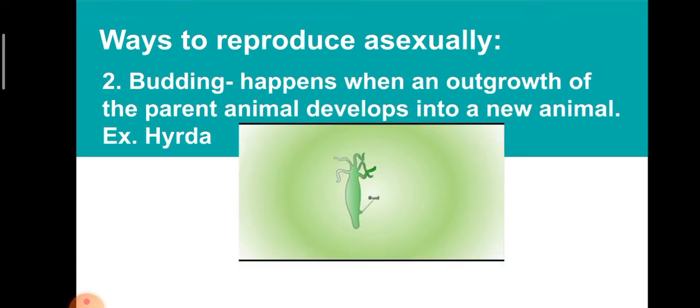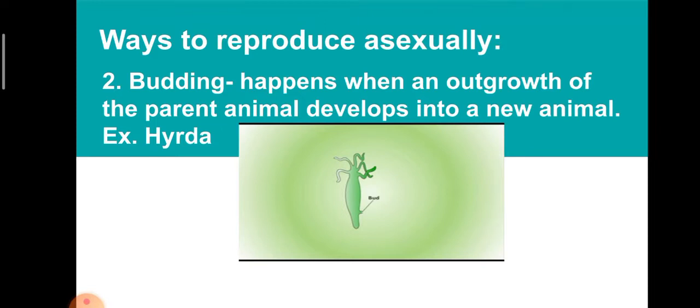Budding happens when an outgrowth of the parent animal develops into a new animal. So, this is an example of budding. This is a hydra. So, as we can see in the picture, there is a bud that grows on the side of the parent hydra. So, eventually, yung bulge na yon, yung bulge o yung bukol na yon ay magde-develop na kapareho niya.